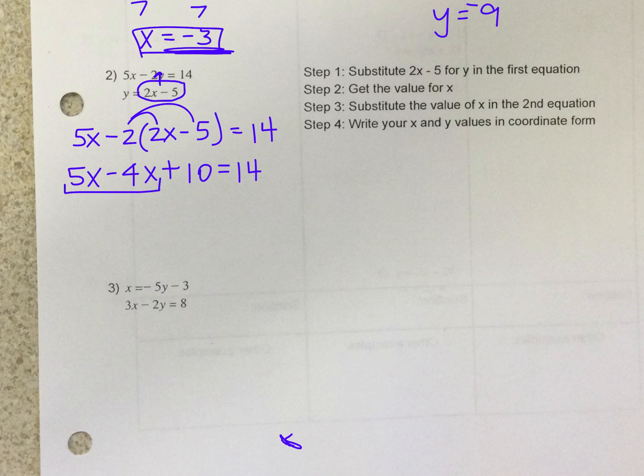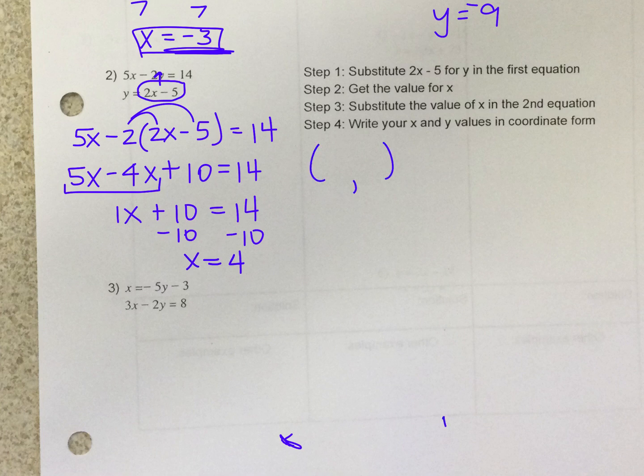Now, I'm going to put this together, old school baby math. 5 minus 4 is 1x. I'm going to copy down my plus 10 equals 14. Go ahead and subtract 10. 1x equals 4. I don't really have to say 1x because we know if we have an x, we have 1x. All right? So remember, we have to write this in coordinates.